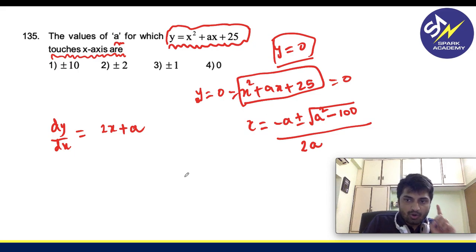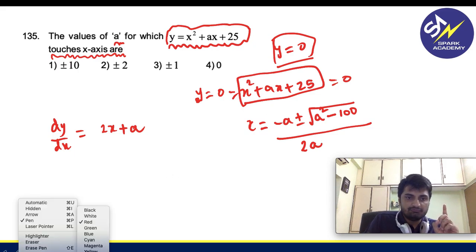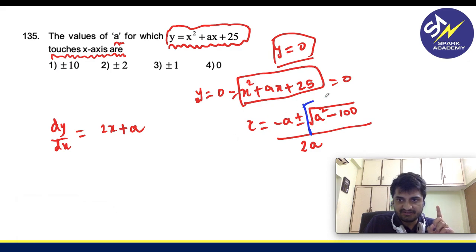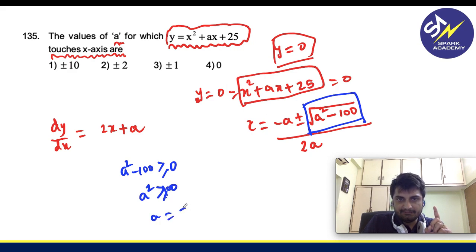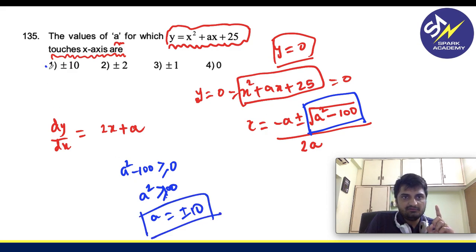Now if you want this to be real, what does that indicate? It also indicates that this part, which is a square minus 100, should be greater than or equal to 0, or a square should be greater than or equal to 100. That means what? A can be plus or minus 10. Simple. Here said curve is touching x-axis, so a can be, one of the possibilities, plus or minus 10.